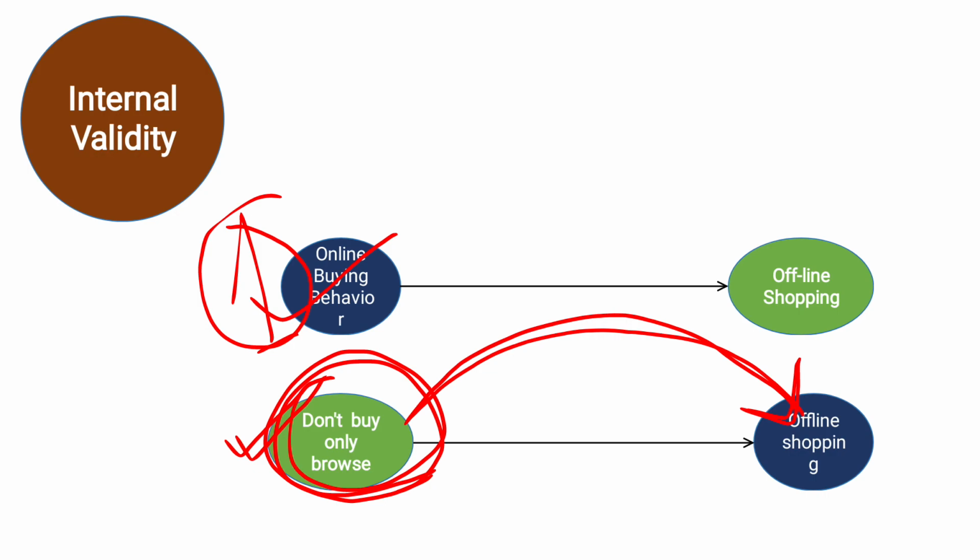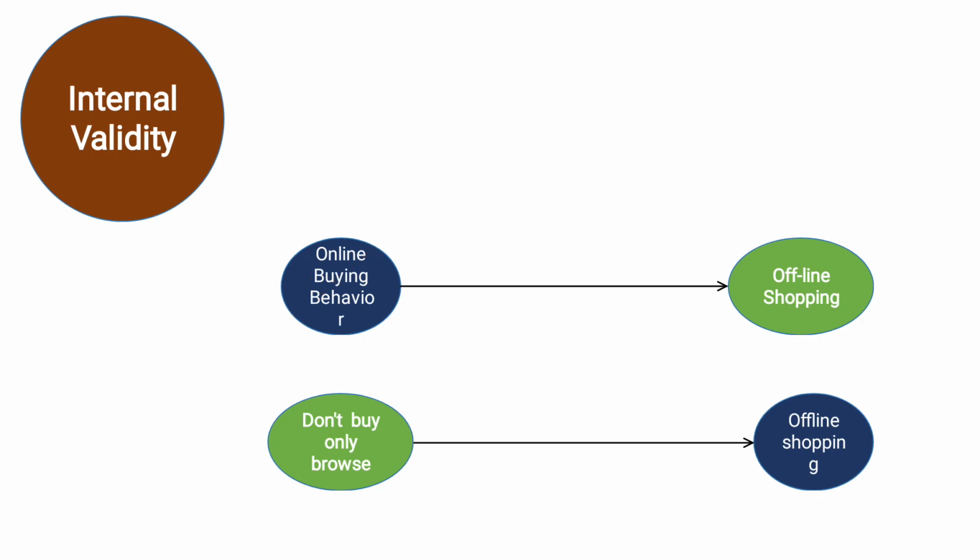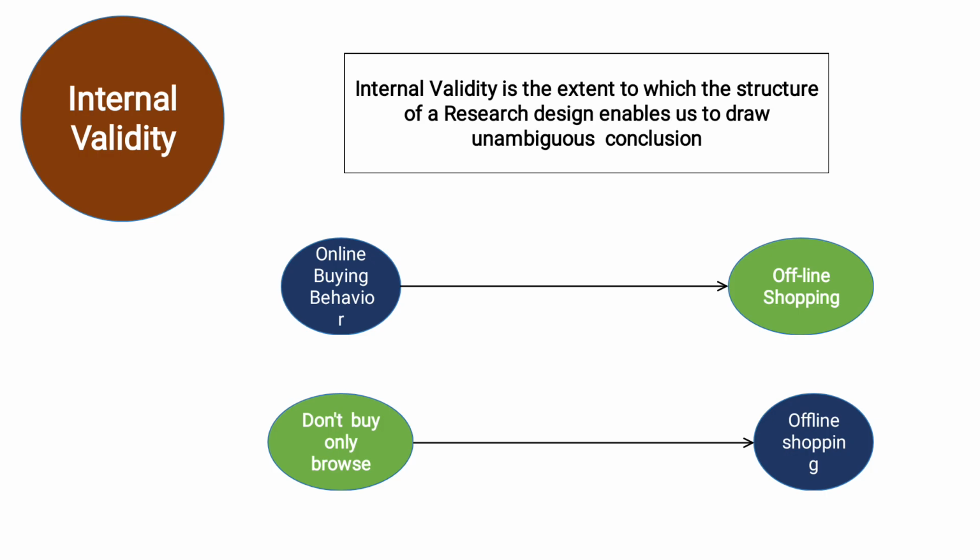So basically, when we design a study, we need to take care of the internal validity, so that we can be confident about our results, or confident about the output of the research, right? So basically, if I am talking about internal validity, the definition will be like this. Internal validity is the extent to which the structure of a research design enables us to draw unambiguous conclusions.